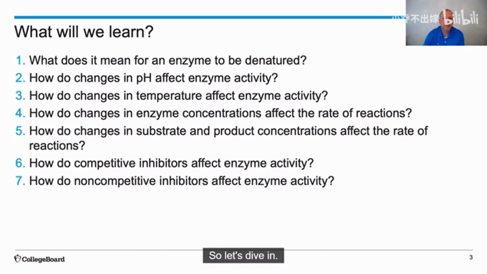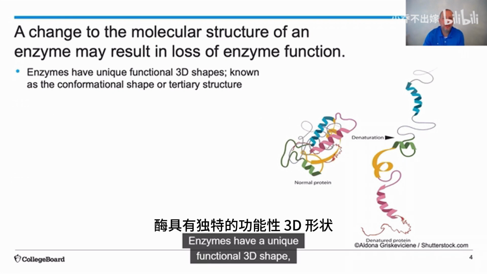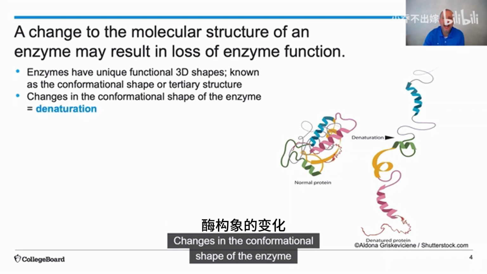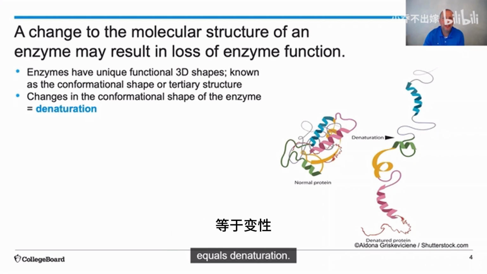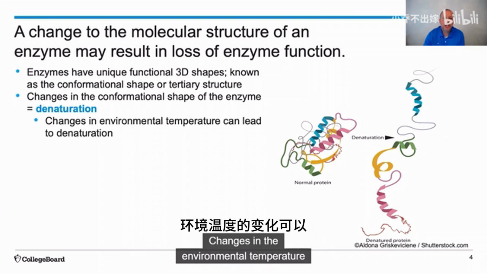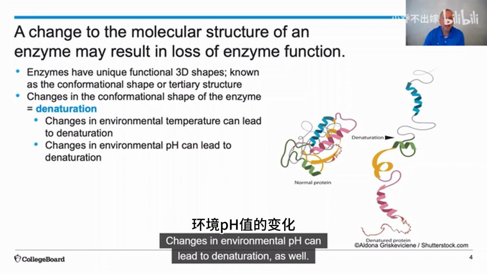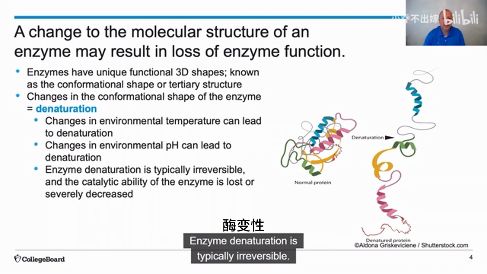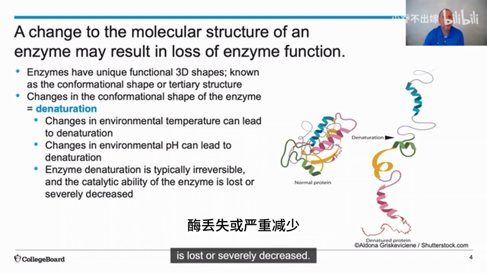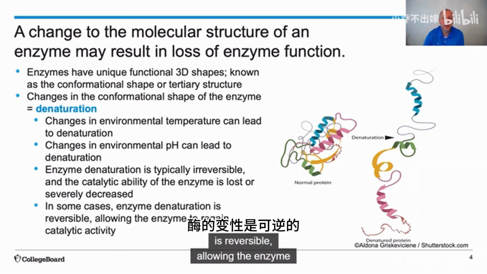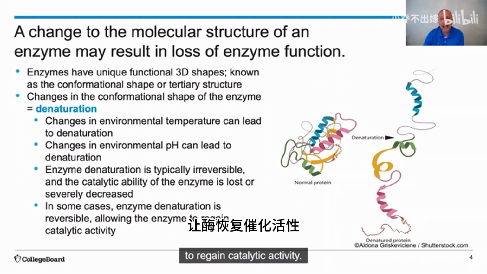So let's dive in. Enzymes have a unique functional 3D shape known as the conformational shape or tertiary structure. Changes in the conformational shape of the enzyme equals denaturation. Changes in the environmental temperature can lead to denaturation. Changes in environmental pH can lead to denaturation as well. Enzyme denaturation is typically irreversible, and the catalytic ability of the enzyme is lost or severely decreased. However, in some cases, enzyme denaturation is reversible, allowing the enzyme to regain catalytic activity.